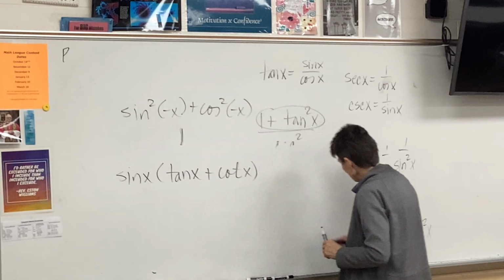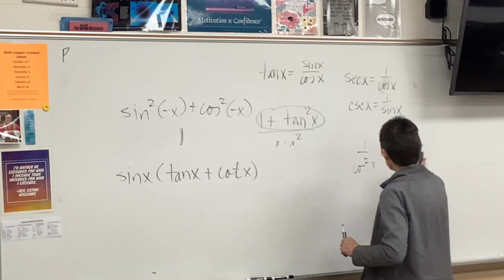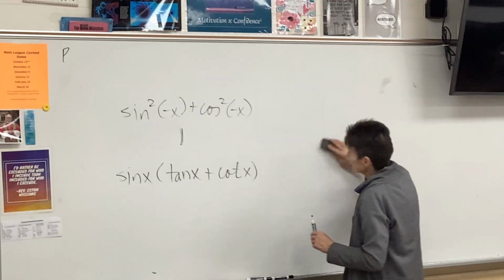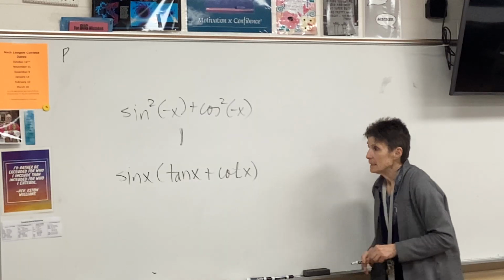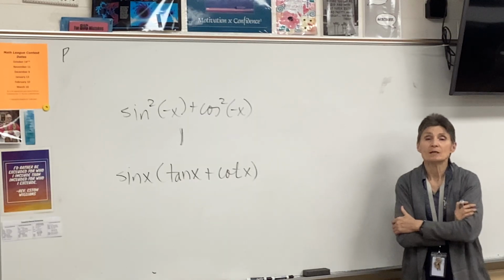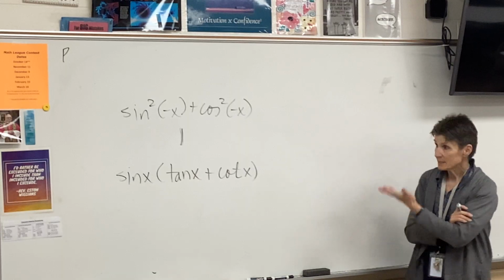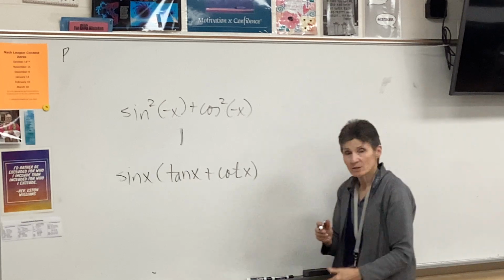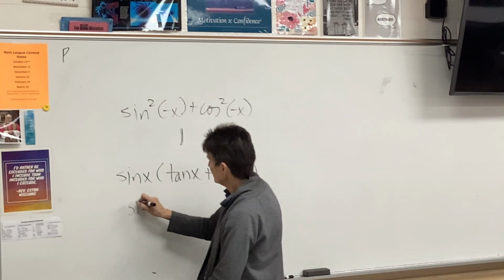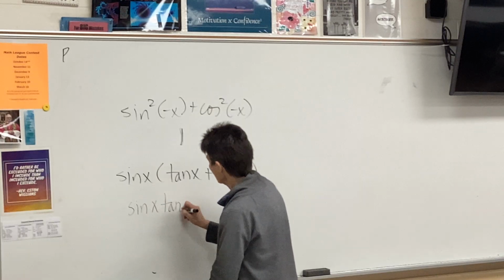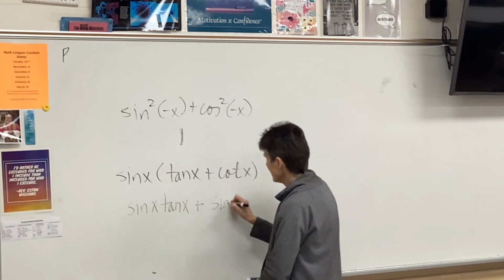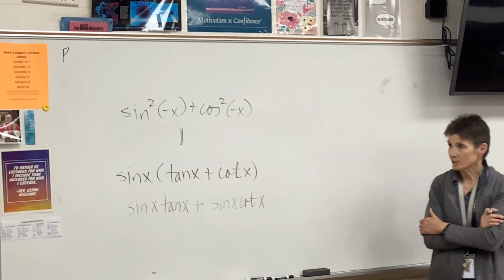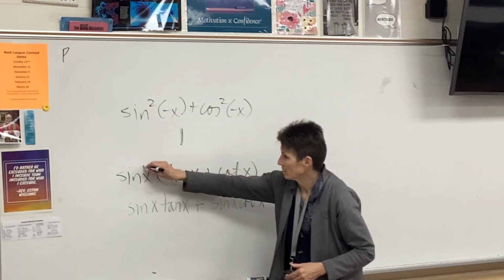Now, I wish you were here so you could give me some ideas about what you're thinking about maybe doing. Is anyone thinking about maybe distributing? This is a distributive situation. So I'll go ahead and distribute. So I have sine x tangent x plus sine x cotangent x. Just distributed sine, like a regular number.